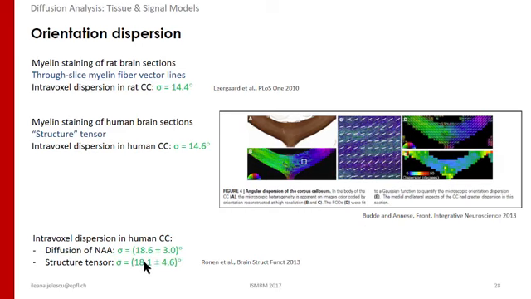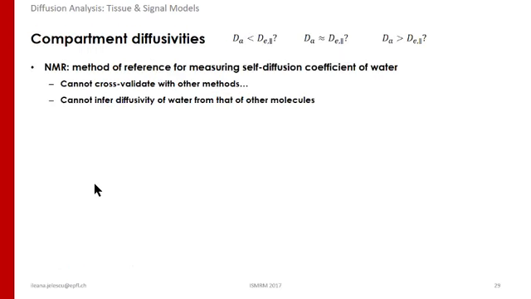And also, in another study, we have a very good agreement between the orientation dispersion estimation from the structure tensor analysis and that we get from diffusion MRI in the human corpus callosum. So at least this gives you some guideline of the orientation dispersion that you can expect in the corpus callosum, so you can compare it to what you get from your biophysical modeling estimate.